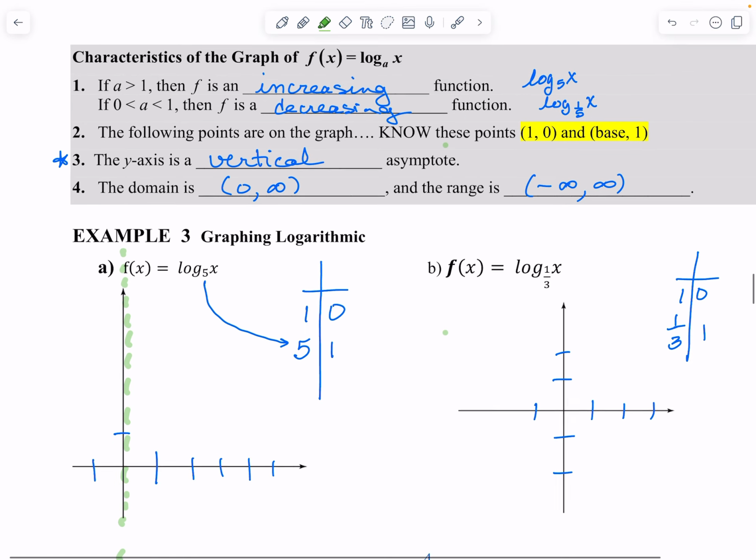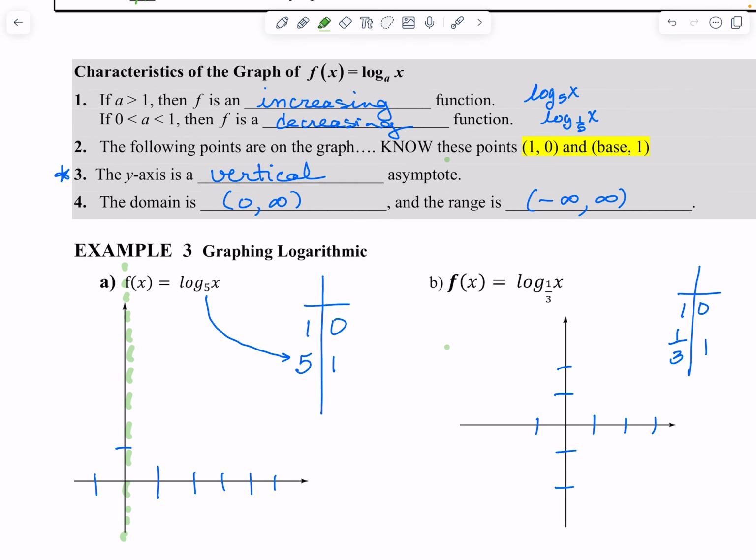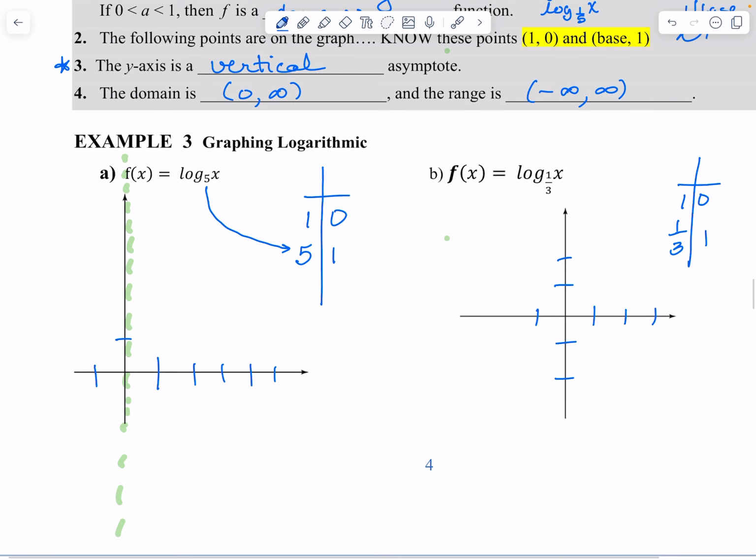The two big points that you need to remember for this are (1, 0) and (base, 1). If you remember, if we were graphing 2 to the x, it was (0, 1) and (1, base), or (1, 2). So all we're doing is just switching these, okay? So if I had y equals 5 to the x, my points would be (0, 1) and (1, 5). So I'm just flipping those.